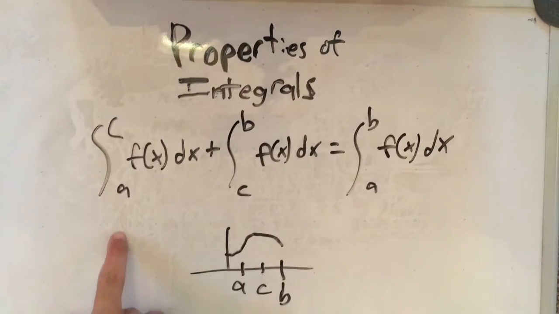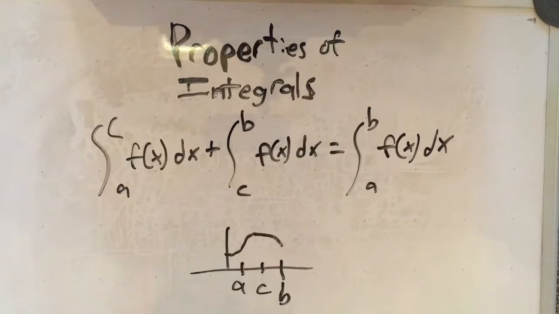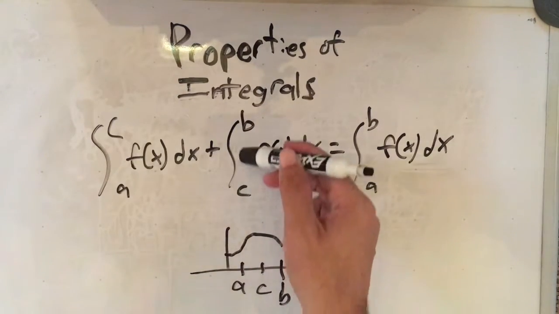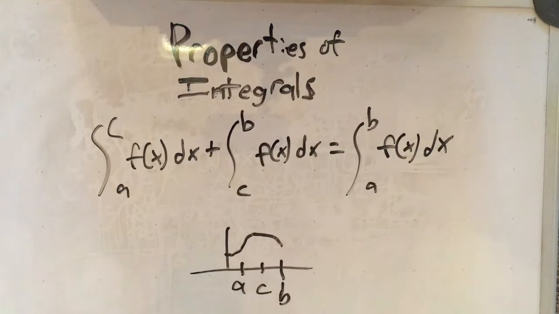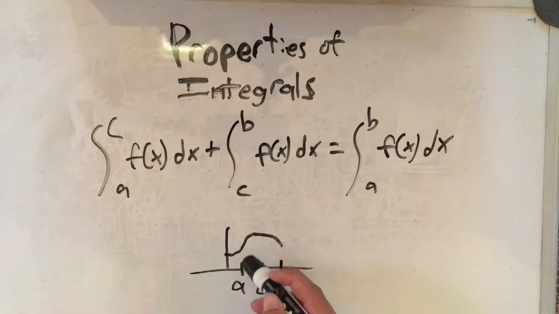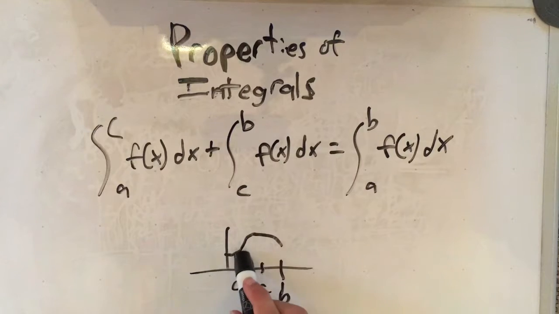So if we look at this, the integral from a to c of f of x dx plus the integral from c to b of f of x dx equals the integral from a to b of f of x dx. And this can be seen if you look at the graph for the case where c is between a and b. It's very easy to see from a to c plus from c to b is equal to from a to b. Very easy to see.